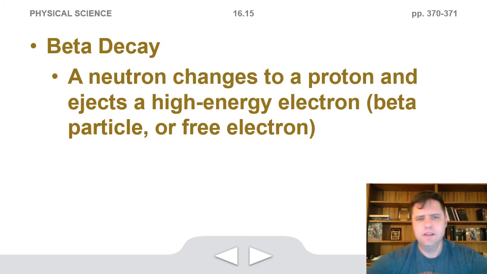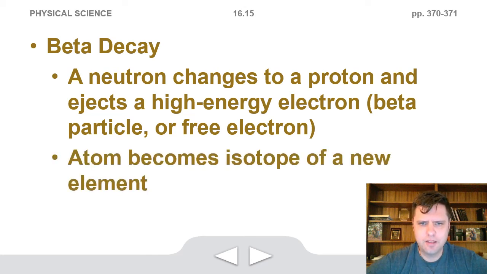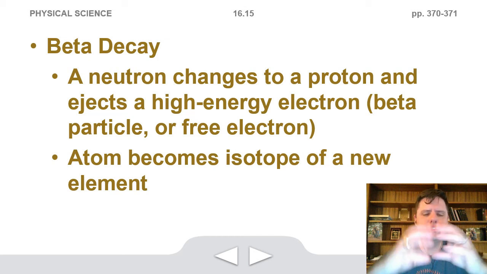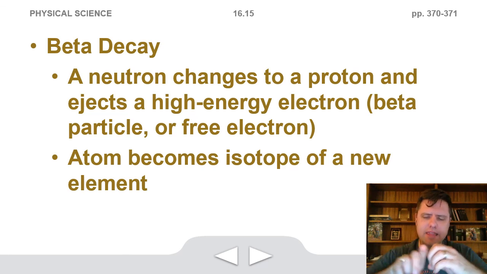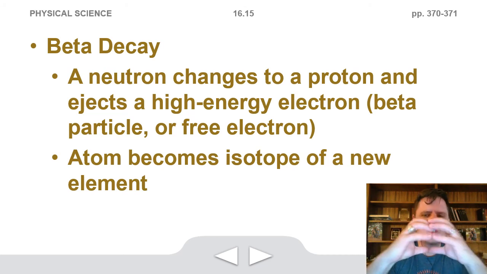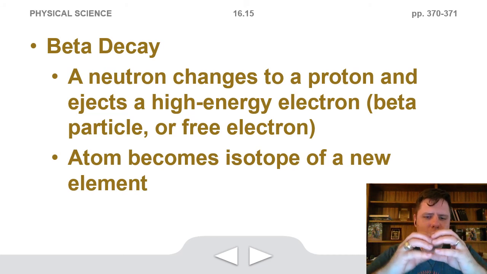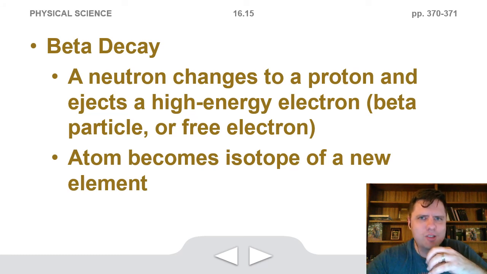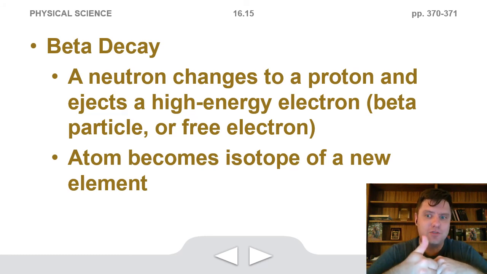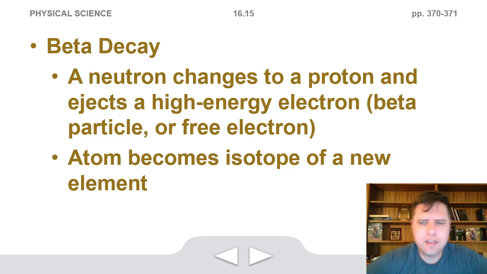So beta decay is when a neutron changes to a proton and ejects a high-energy electron, a beta particle, or a free electron. The atom becomes an isotope of a new element because the neutron splits into a proton and an electron, and the electron leaves the nucleus, leaving behind a positive charge. So it used to be a neutral charge. It was a neutron. It splits into a positive and a negative, and then the negative leaves the nucleus, leaving behind a net positive charge. So it's actually become a new element and a new isotope.